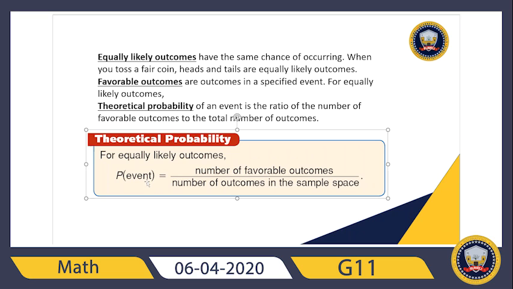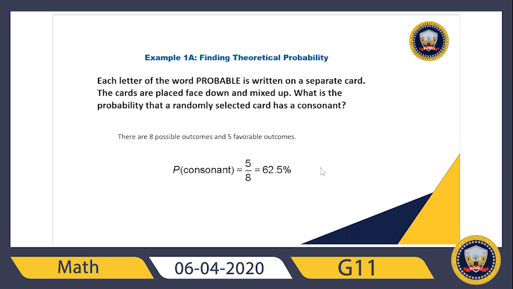So let's take this definition and try to use it in one of these experiments. Okay guys, let's read this question. In this question we have the word "probable" written on cards, and I'm writing one of these letters on each card, and then I'm mixing up all these cards. So I'm asking you: find the probability that a randomly selected card has a consonant.